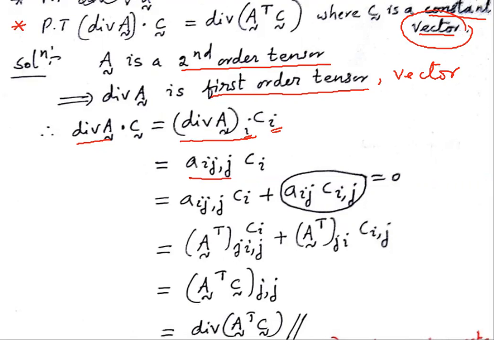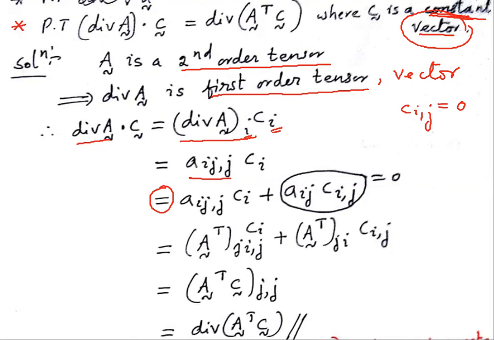What is Ci comma j? C is a constant vector, they have given. So Ci comma j is 0. So we are adding a 0 to it. So these two are equal.